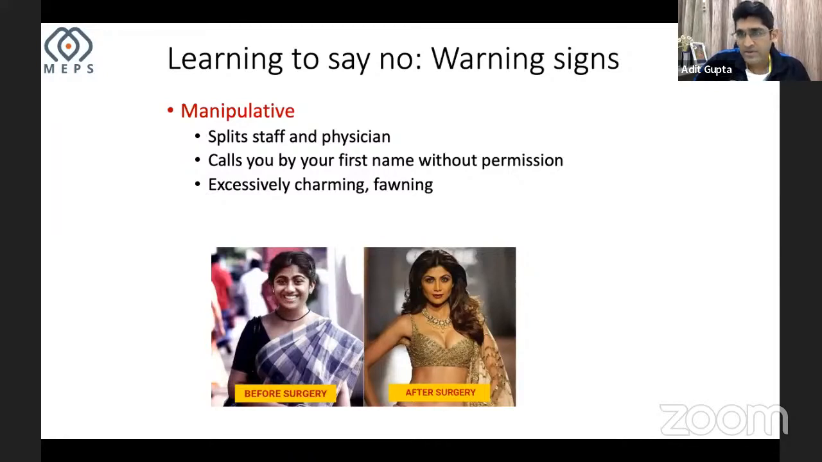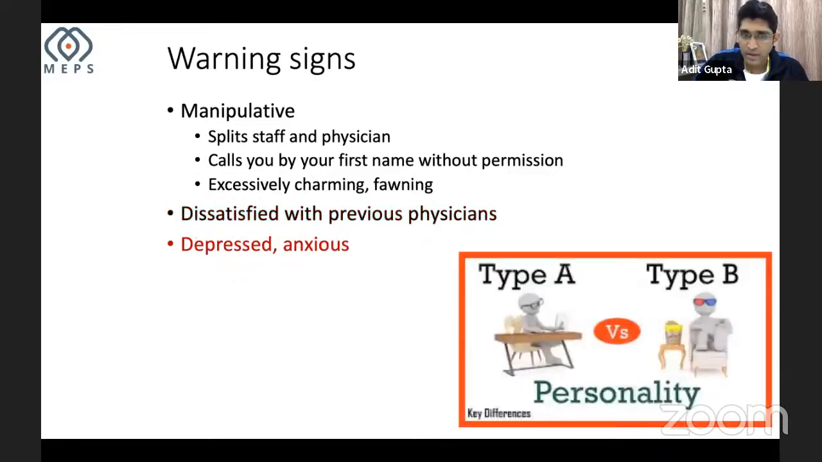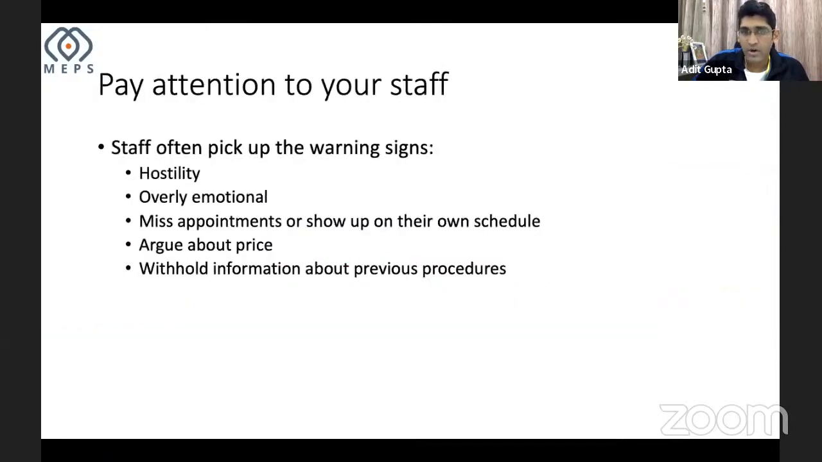One is if the patient turns out to be very manipulative and talks differently to the staff and then differently to you, calls you by your first name without your permission, is excessively manipulative, charming, and fawning, and has unrealistic expectations. Secondly, if the patient keeps on pointing out flaws of other physicians whom they have seen, but you, on the other hand, are the most wonderful doctor that they have met, and they try to persuade you into doing certain treatments. Third, you would not want to touch a patient who is extremely depressed or anxious, and a patient who pays excessive attention to details, like getting a mobile phone and showing you certain pictures and telling you to emulate these pictures on their body parts.